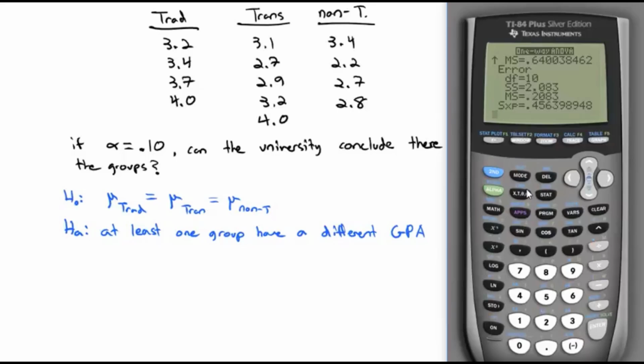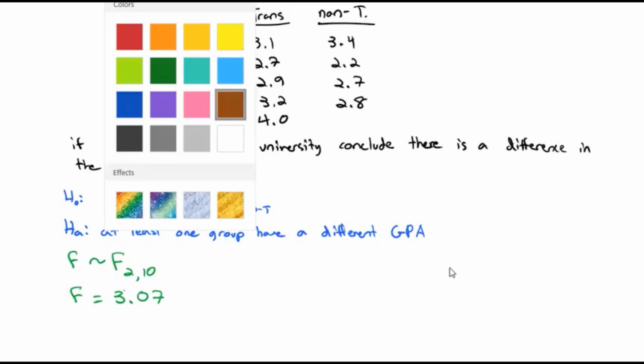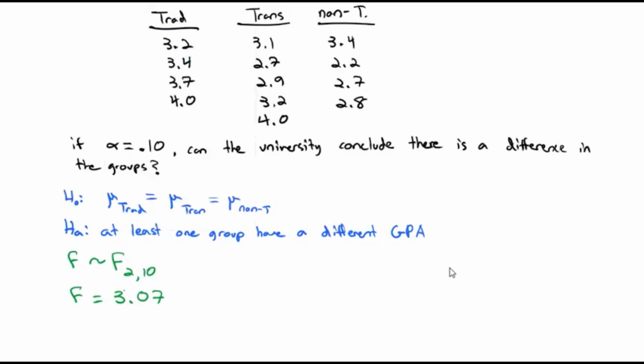So the factor is the numerator, 2, and error is the denominator, 10. They are in order, which is nice. So when we say our distribution, we'll say F is distributed as an F statistic with 2 and 10 degrees of freedom. And we just found out that F equals 3.07. And more specifically, our p-value, that's the important one, was 0.0912.